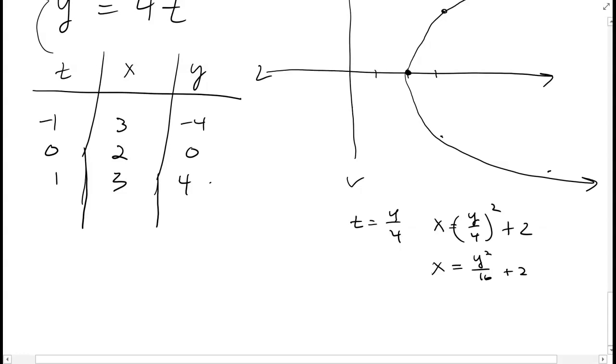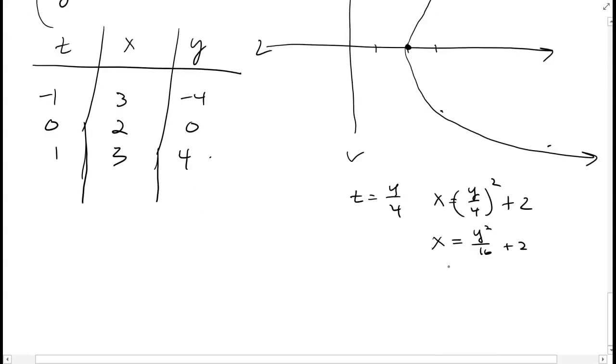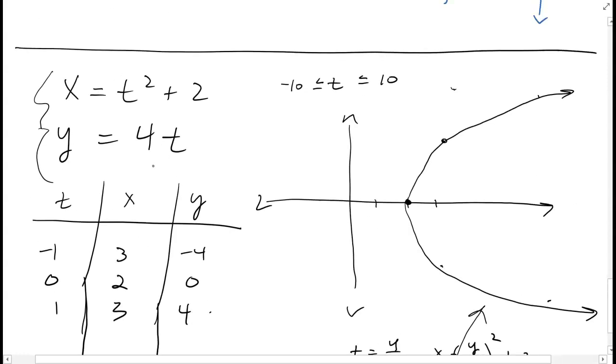And not having a function causes some difficulties when we start to do other things. Not necessarily, but things like implicit differentiation and stuff like that. So let's talk about, and we'll come back to this one in a minute. So this is x equals 1/16 y squared plus 2. That's that equation. And this is also the parametric equation.